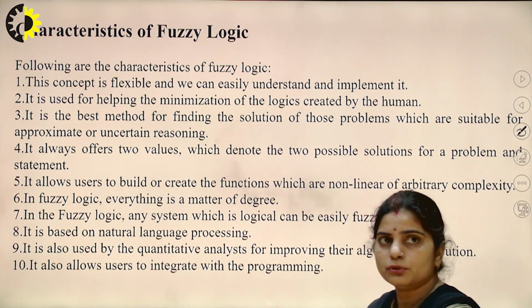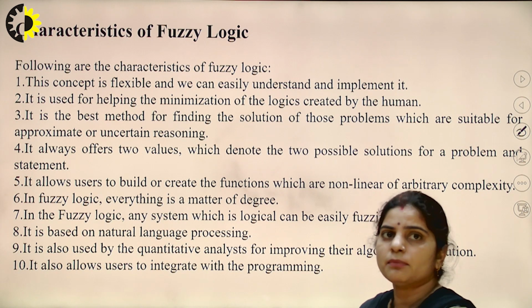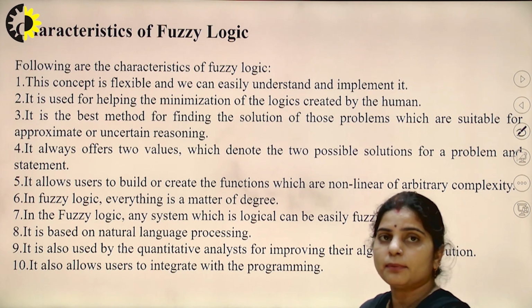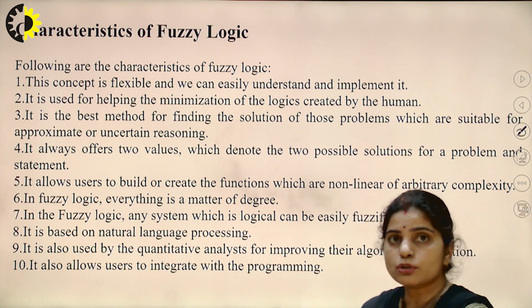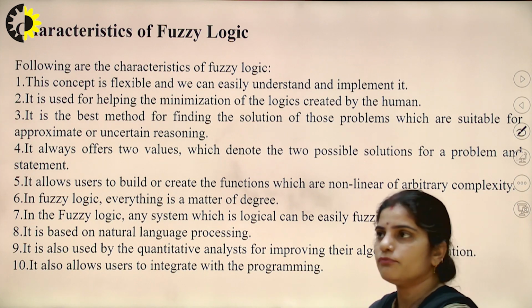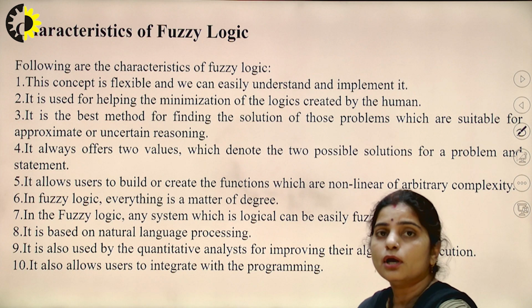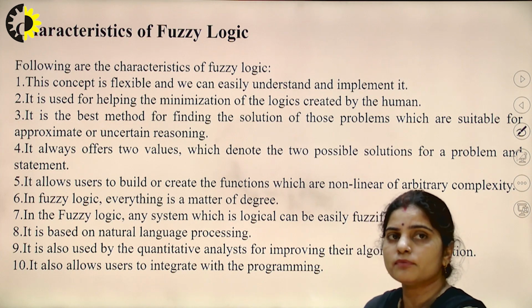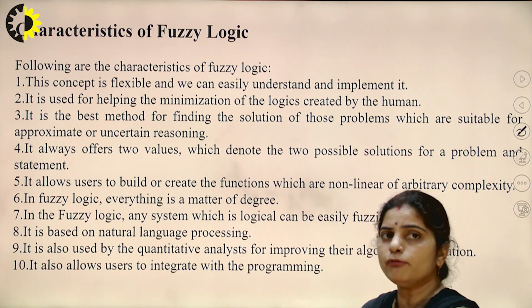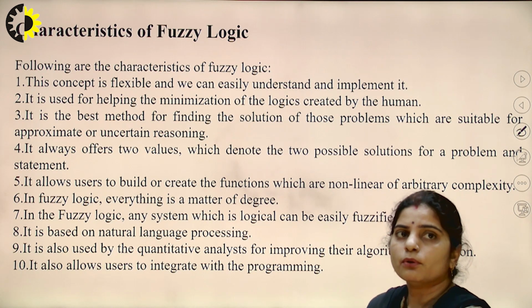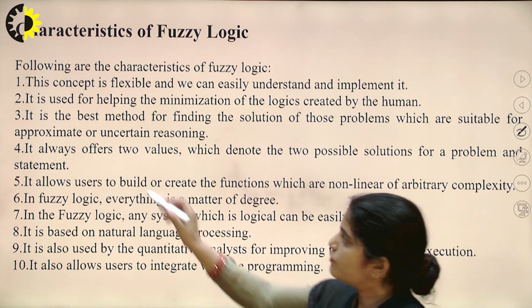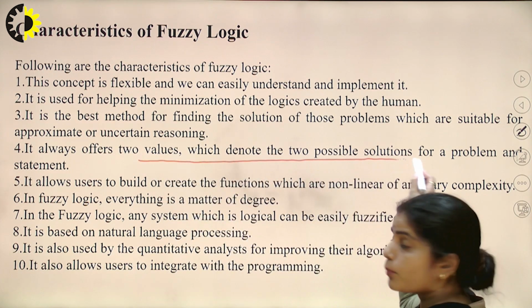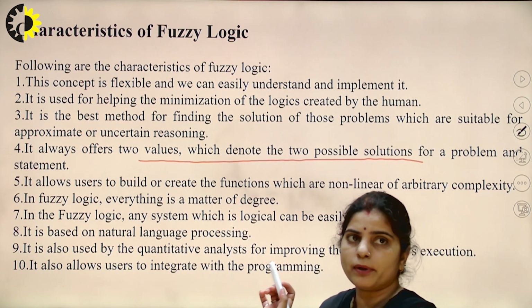and it helps in minimizing the logics which are created by human beings. It is the best method for finding the solution for those problems which are uncertain. Basically, the fuzzy system is used to identify the solution for problems which are uncertain in our real life examples. Apart from these, one more characteristic is that it always offers two values which denote the two possible solutions for a particular problem statement.